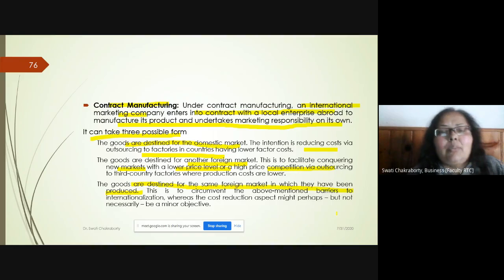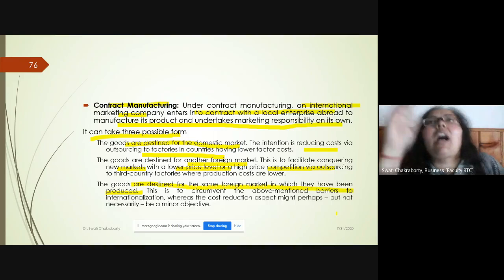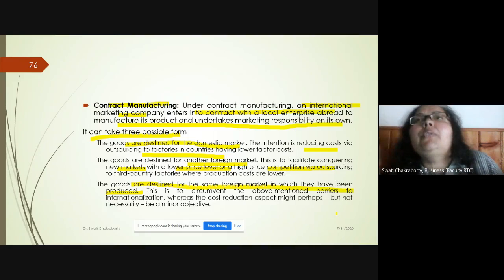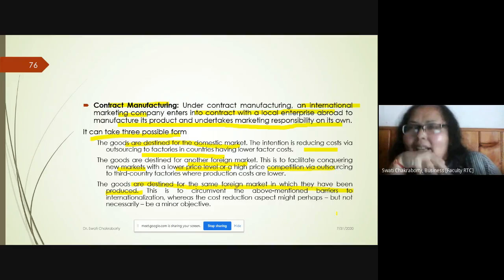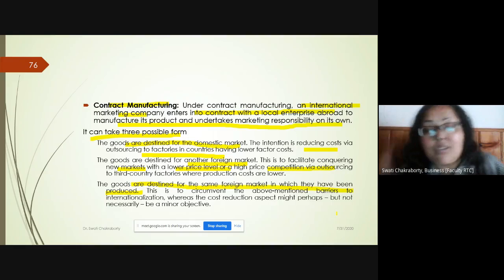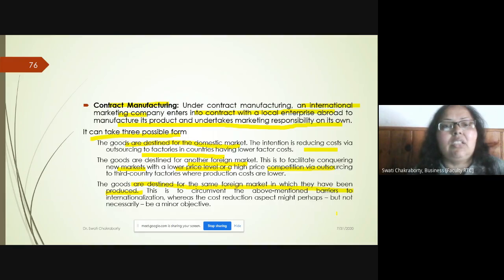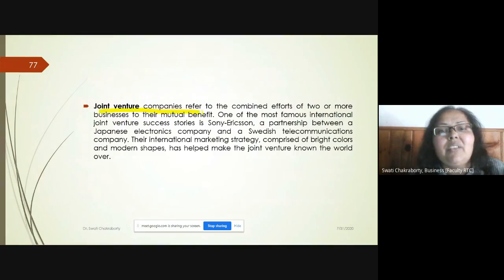Contract manufacturing: in other words, you're hiring a foreign company to help in setting up the business for you and doing the marketing for you, right? You don't do it yourself. Joint venture companies refers to where we have two or more businesses which join together for doing a particular business for mutual benefit, right?